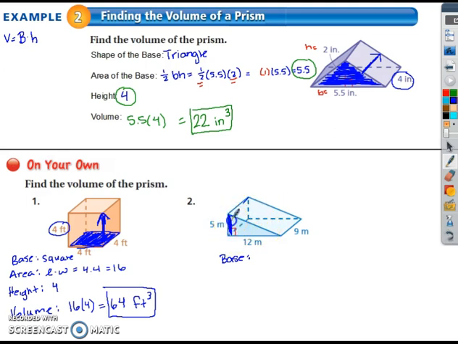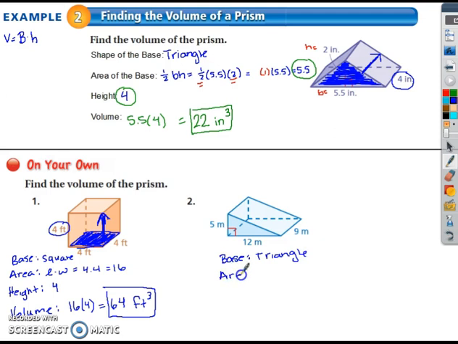The only side that I can really slide is this front triangle. When I push this front triangle, it will slide perfectly back to meet the triangle on the back. So my base is going to be that triangle.